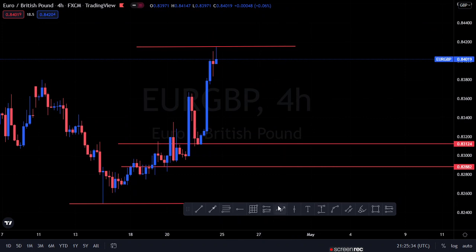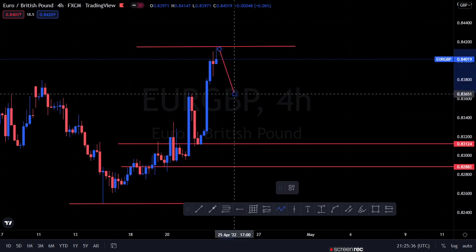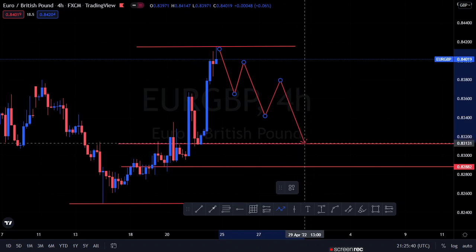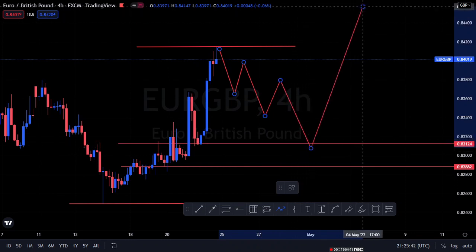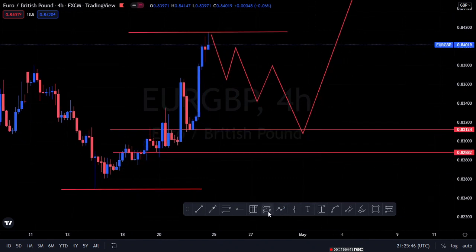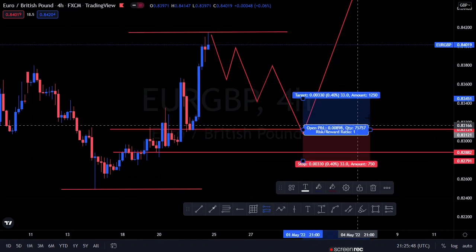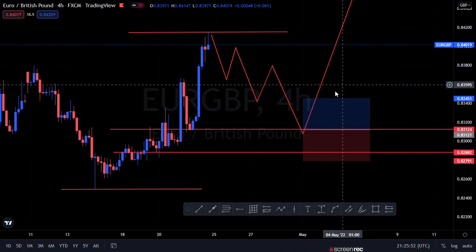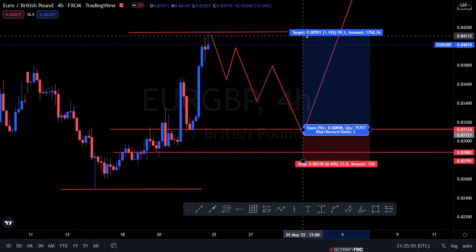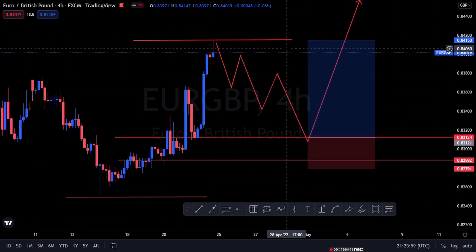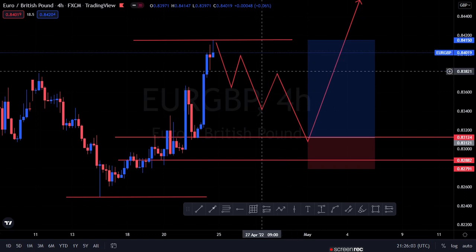Wait for price to pull back, come here, then go up. Okay, so this is where you would buy, then it moves up. So this is how to use the Fibonacci tool.